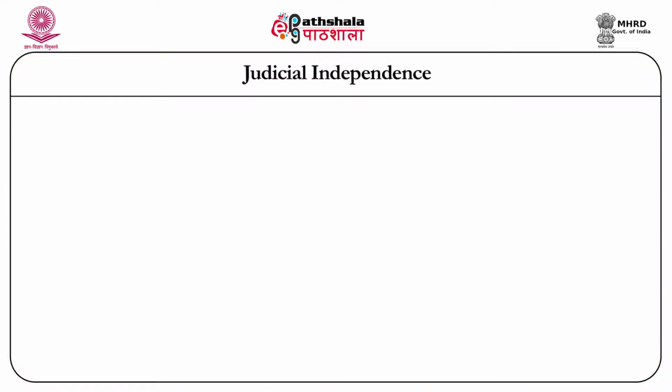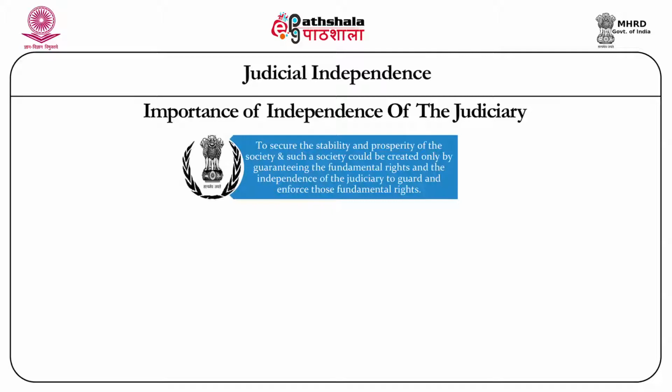The question that arises at first instance in our minds is what made the framers of our Constitution so much concerned about providing a separate entity to the judiciary and making it competent? The answer to this question lies in the very basic understanding that so as to secure the stability and prosperity of the society, the framers at that time understood that such a society could be created only by guaranteeing the fundamental rights and the independence of the judiciary to guard and enforce those fundamental rights.